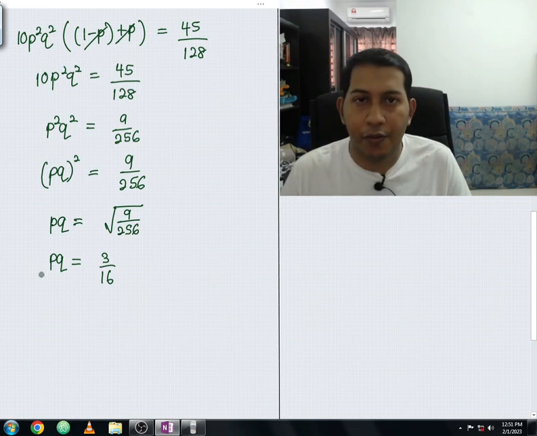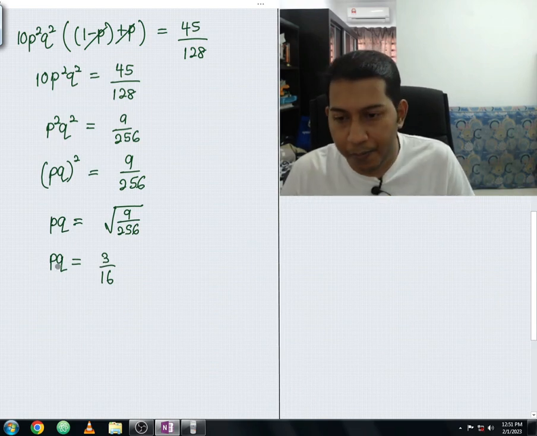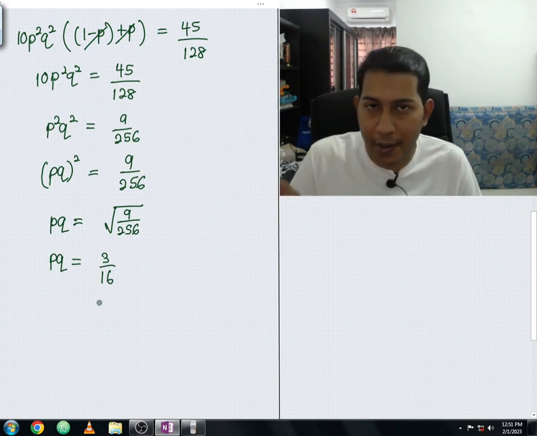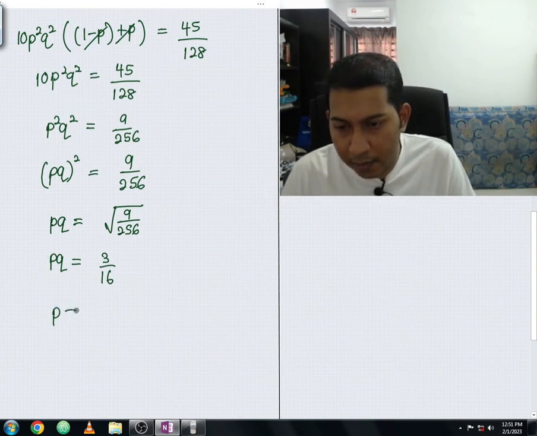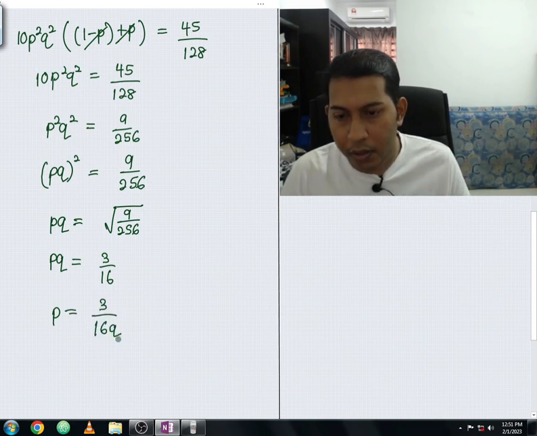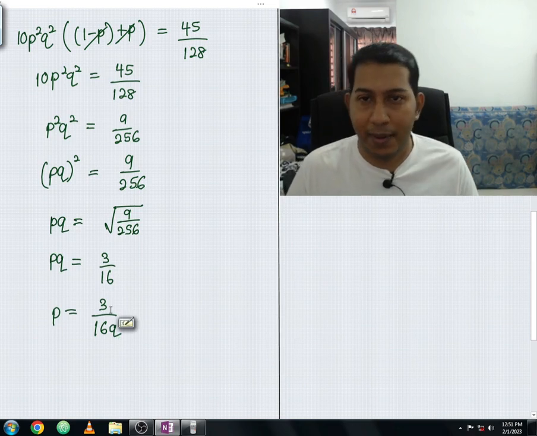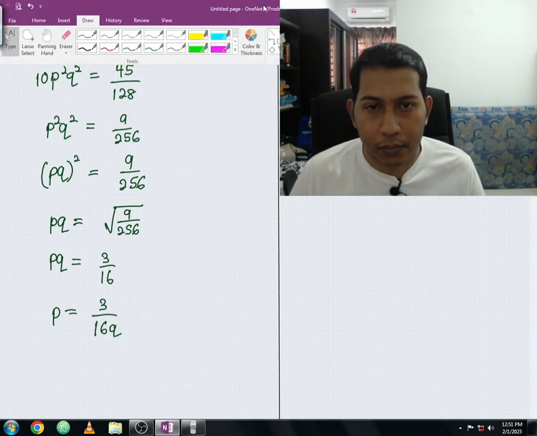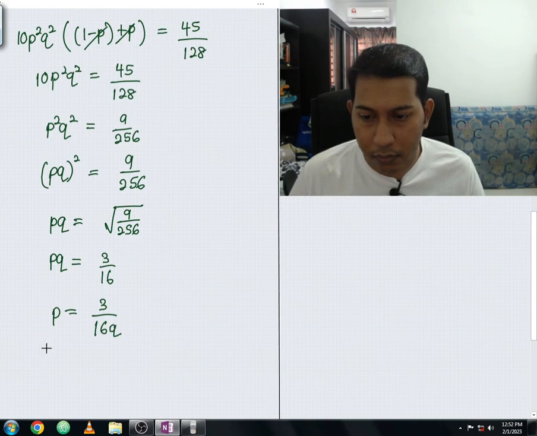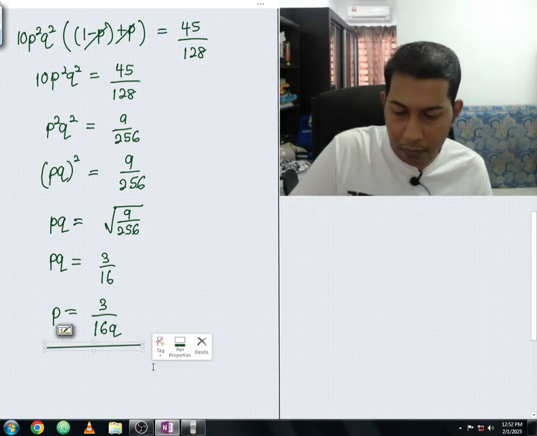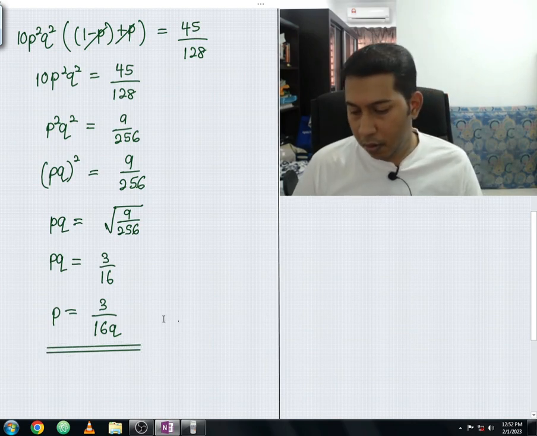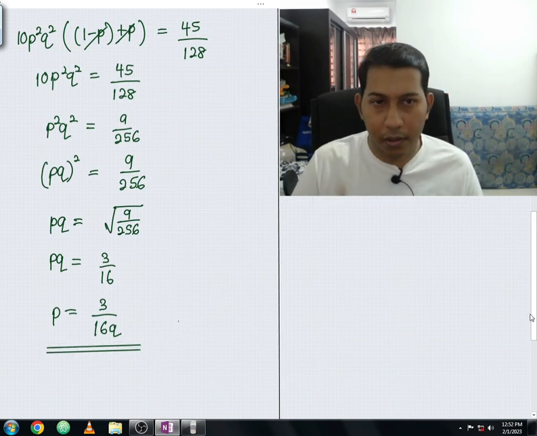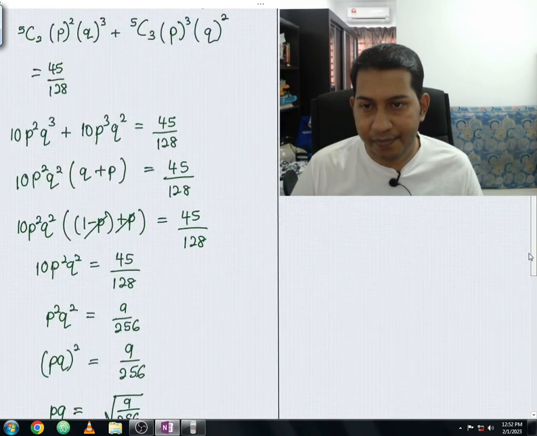Since we want to form an equation of p in terms of q, to get p, you divide 3 over 16 by q. So from here your final answer will be p equals 3 over 16q. So this is your final answer. Let me underline the solution. Let me scroll to the question.